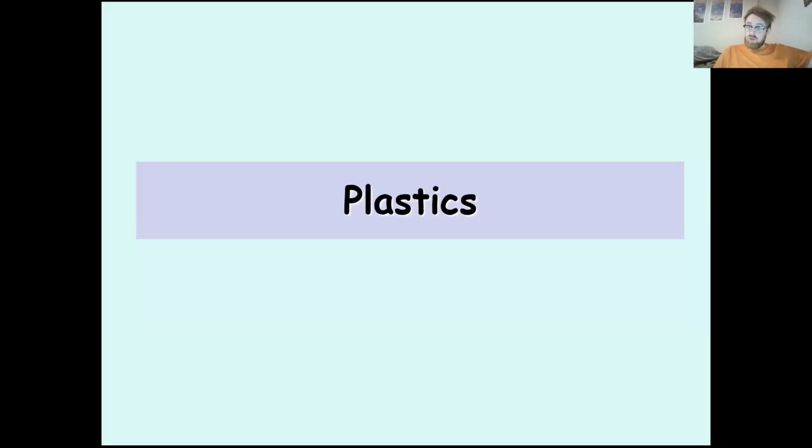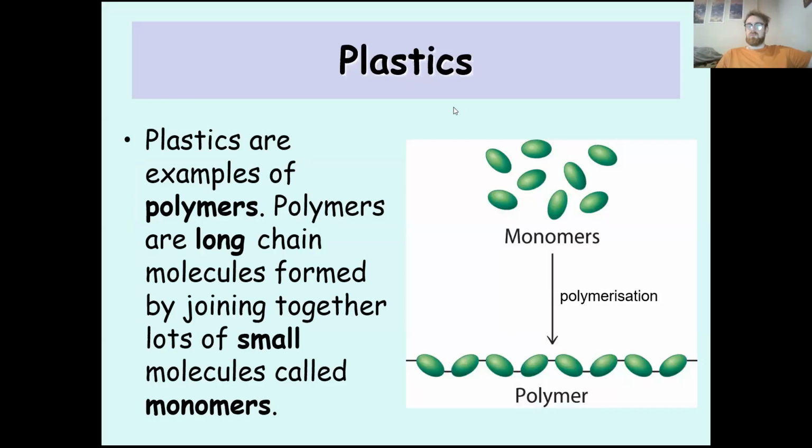There's not a lot to know from the plastics topic, so this won't take very long, so let's go through it. Okay, so we know that plastics are examples of polymers. Polymers are basically long-chained molecules made up from tiny molecules called monomers. We can make up a polymer by doing a reaction called polymerization, which takes those monomers and attaches them together to form the polymer.